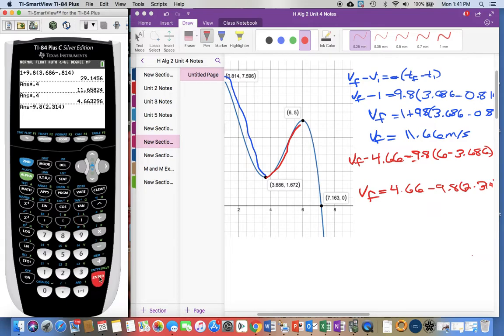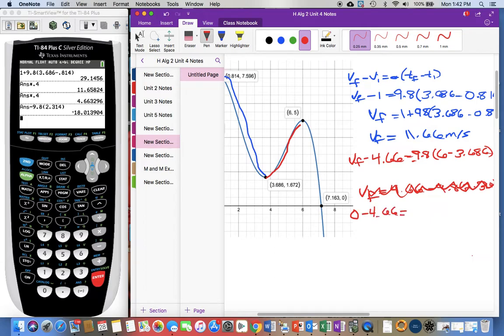is going to get me an answer which is a negative. In other words, I'm not going to have enough speed to get up that next hill. When that happens, basically what you're going to have to do is scratch everything you've already done and replace a couple of things. You first need to figure out where you run out of speed. In other words, set your final velocity here to 0. So I'm going to say 0 minus 4.66 is equal to my negative 9.8 multiplied by, in parentheses.